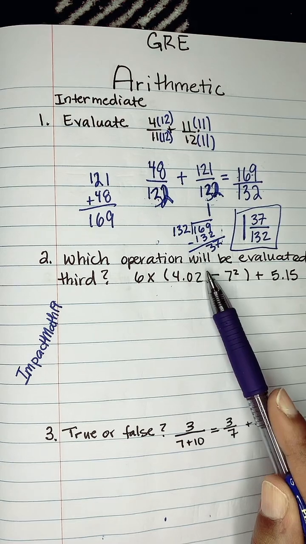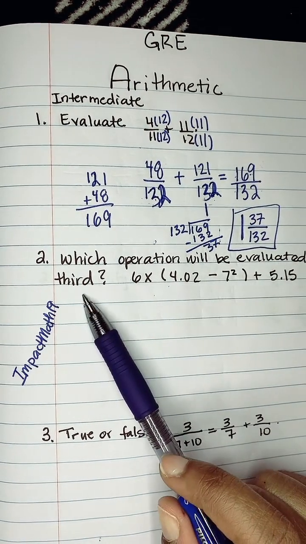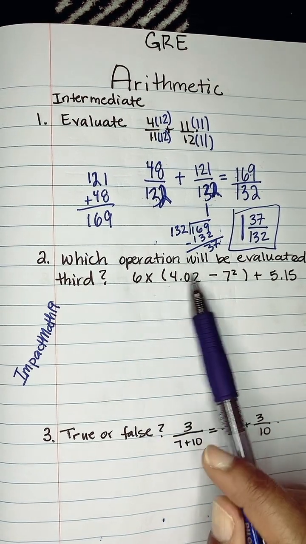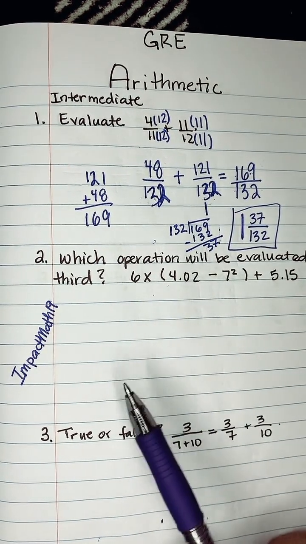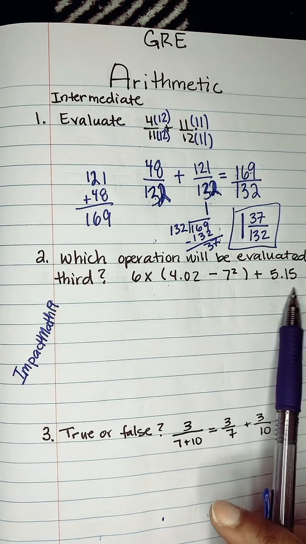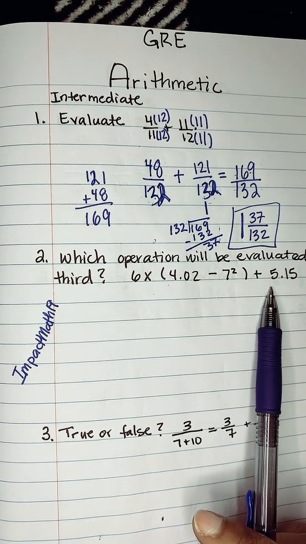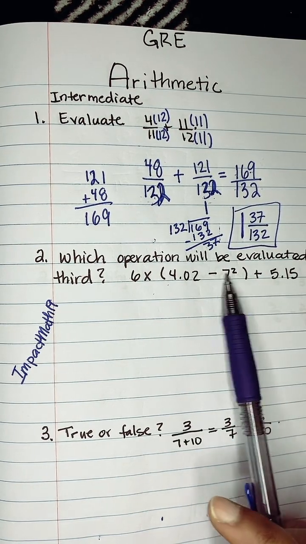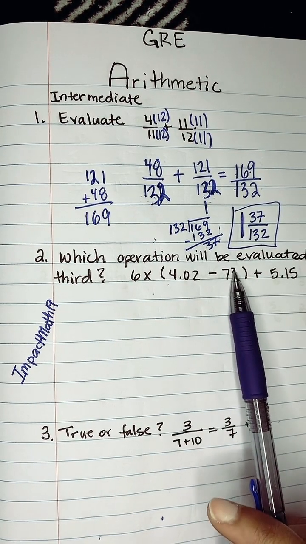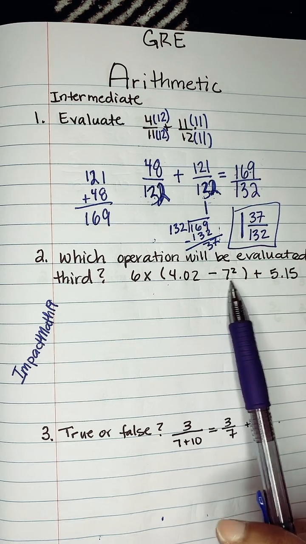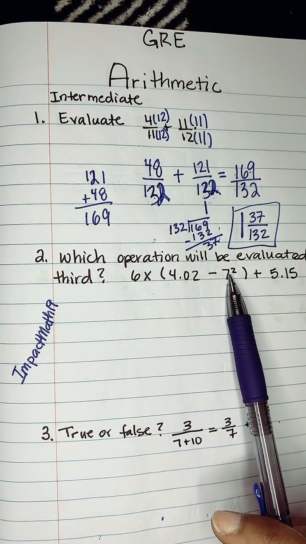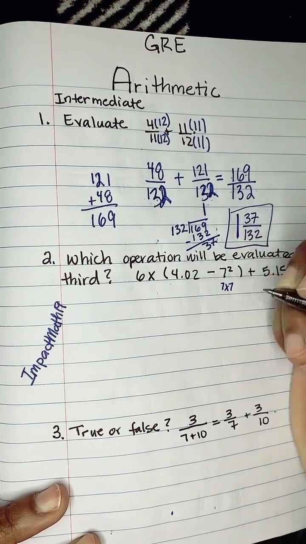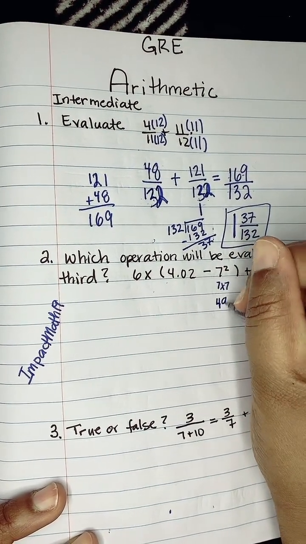So which operation will be evaluated third? And they give us this. So they're looking for PEMDAS, you guys. So where will we start first? We would start here with the exponent. So this would be our first thing. We would do 7 times 7, and we would get 49.